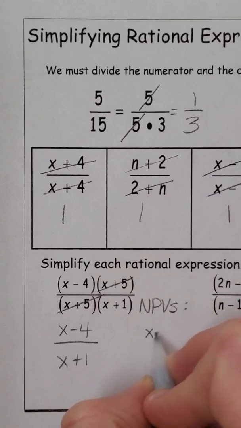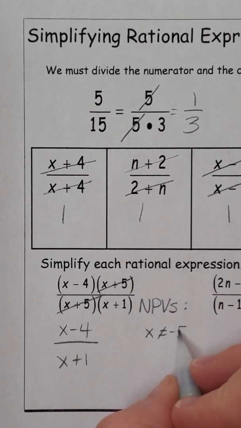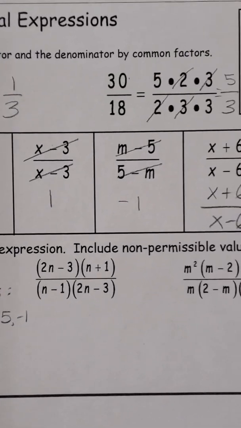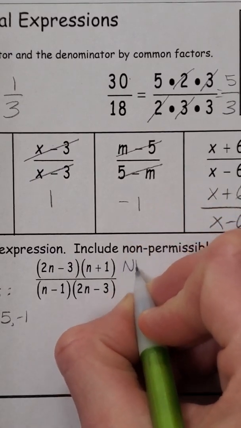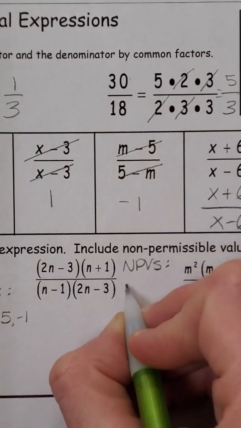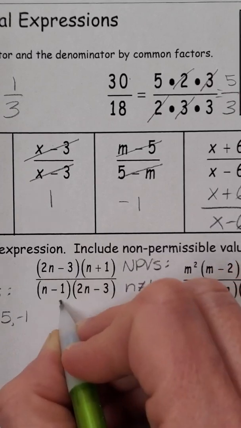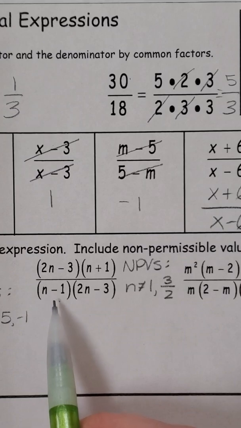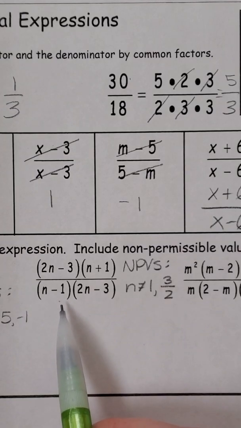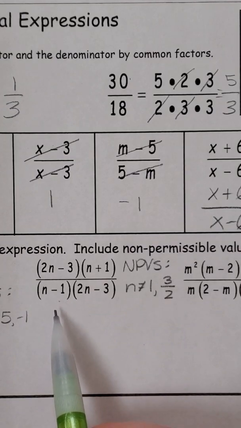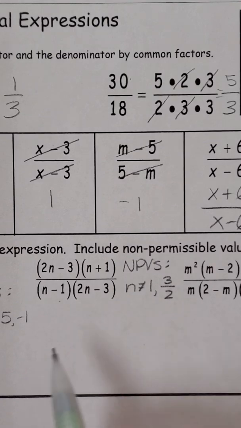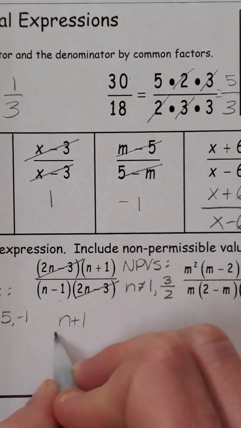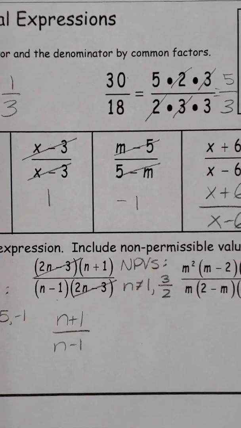will be x can't be -5 or -1. I'm going to do my NPVs here first. n can't be 1 or 3 over 2. And so what am I doing here? I'm just going n minus 1 is not equal to 0 and solving. 2n minus 3 is not equal to 0 and solving. And then what do we have here? So same. And we write what's left.